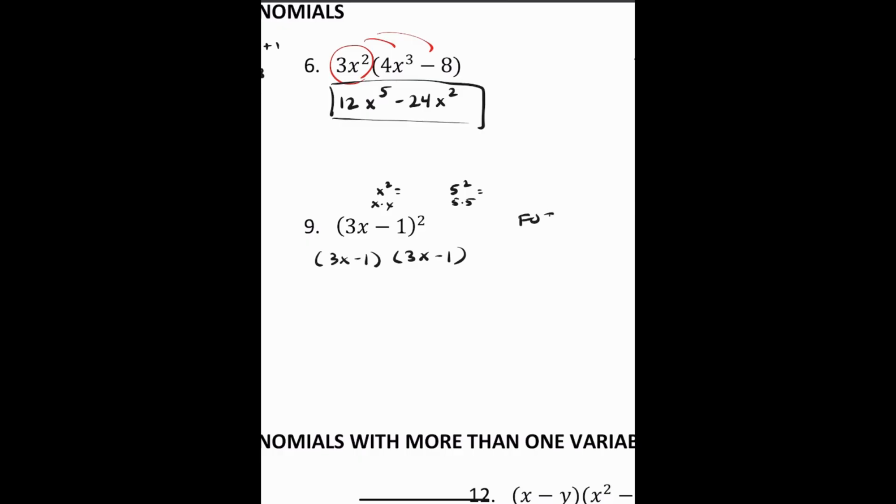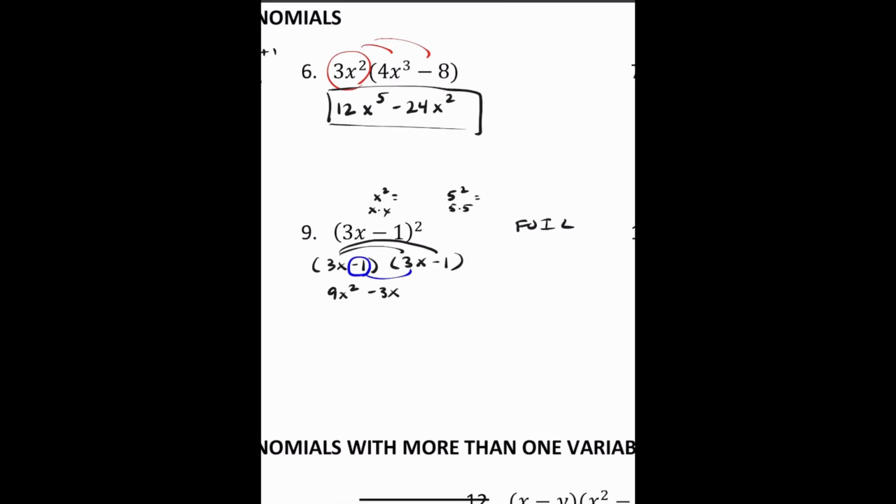So you're multiplying two binomials. So we're going to FOIL like we did last time. So 3x times 3x, 3 times 3 is 9. X times x is x squared. 3x times negative 1 is negative 3x. Negative 1 times 3x is negative 3x. And negative 1 times negative 1. Negative times a negative is a positive, so it's plus 1. I can combine the like terms here, so 9x squared, and then we have negative 3x minus 3x, that's a negative 6x, and then plus 1.